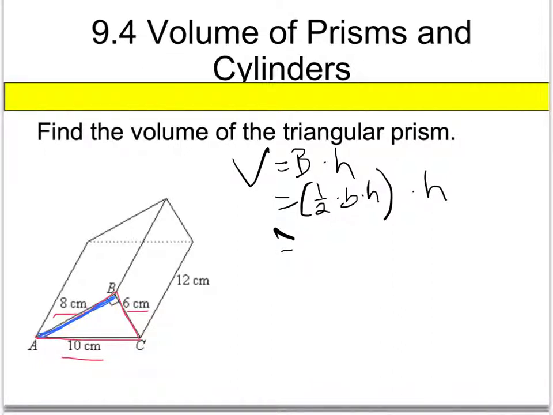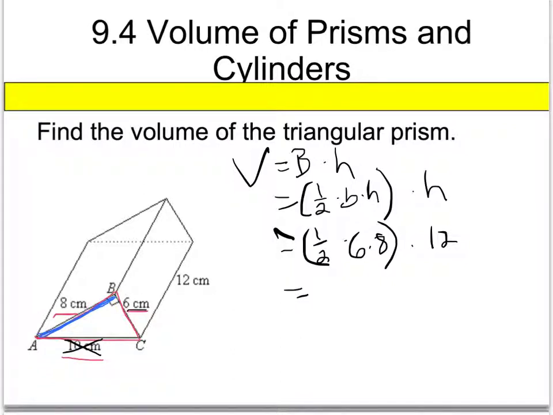So if we take half times, we know we have a height of 8 on our triangle and our base is going to be 6. 10 is your hypotenuse. It's never going to be your base or your height. Your hypotenuse is something we don't even need to know. As long as we have the height and the base of our triangle, we are set. So our base is 6, our height is 8, and we multiply it times the overall height of the triangular prism, which is going to be 12.